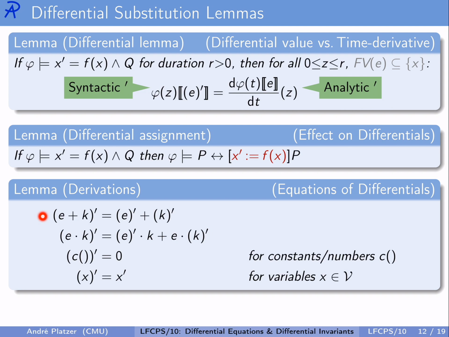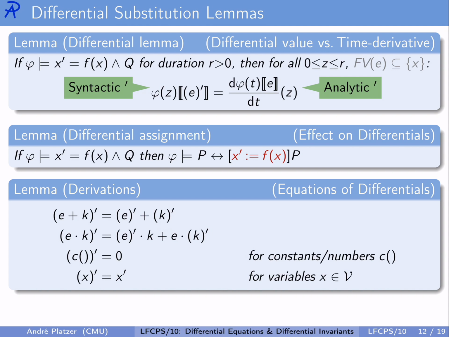All of a sudden, these are just equations of differentials. This is a differential, it's just a syntactic expression that happens to mention a prime. This is another syntactic expression, one that has pluses and mentions primes, but both of them are individually very meaningful because primes in terms are ordinary syntactic operators and have a meaning in every state. And that means all of a sudden also this equation has a meaning. It could very well be that the value of the differential of e plus k happens to equal the value of the differential of e plus the value of the differential of k. And indeed that is the case.